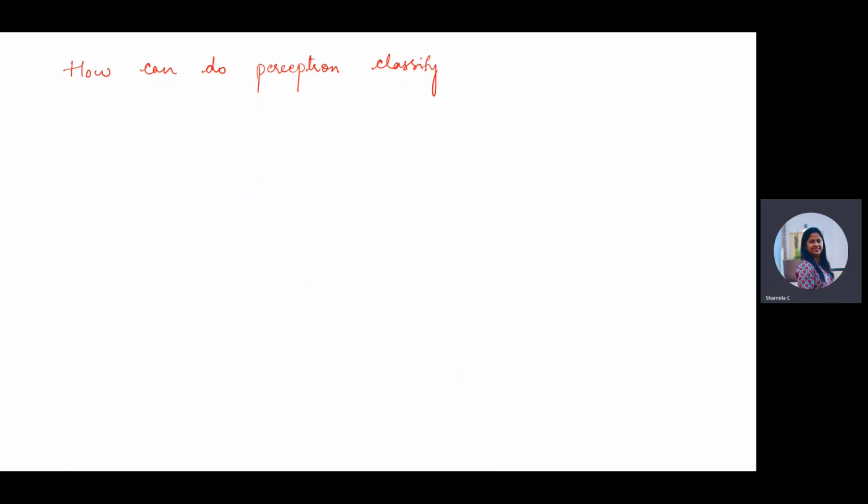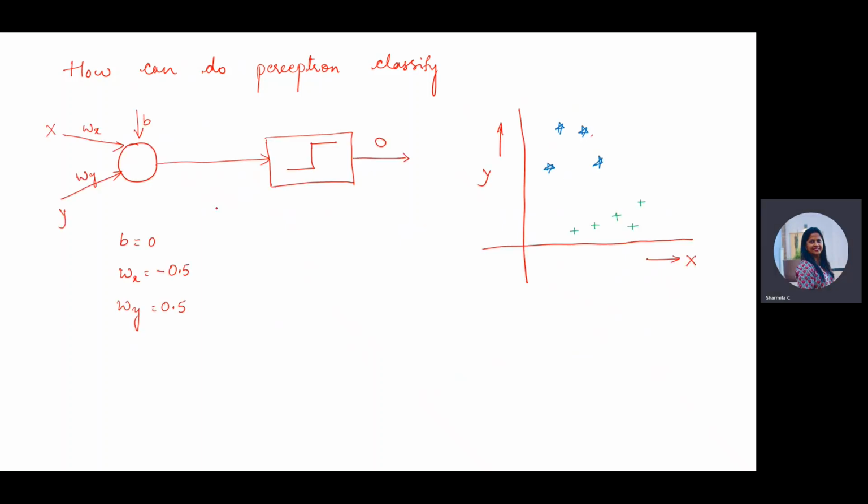How can a perceptron classify? Basically, we use a neural network to classify the instances or the training examples. Suppose we have these instances represented on a plane. Then we have a perceptron which consists of two inputs, X and Y. The weight associated with the first input X is Wx. The weight associated with Y is Wy. We have the bias value. Initially, we consider bias equal to 0, Wx equal to -0.5, Wy equal to 0.5.